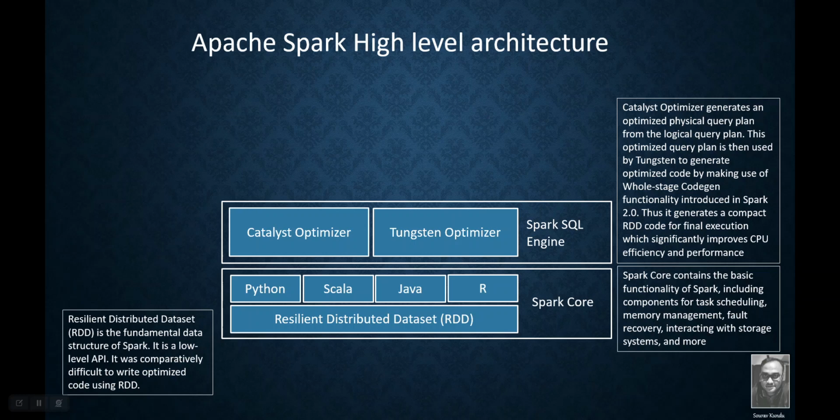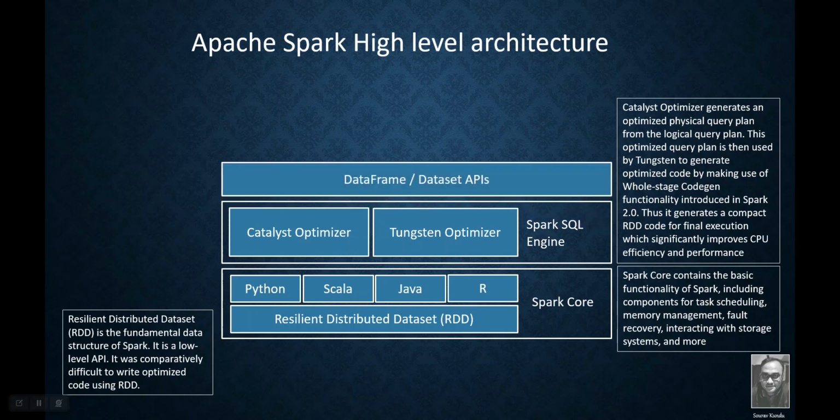We will deep dive into both of these optimizers in our future videos and understand how these query plans are generated, how the logical query plan is generated, and then how it moves to the physical query plan. These are generated step by step, and we will look into these things in depth in future videos. As of now, for understanding the Apache Spark high level architecture, you only need to understand that these are the optimizers which optimize your code for better efficiency and performance.